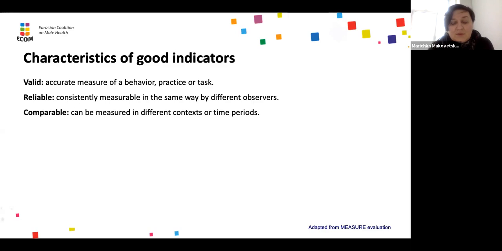Then comparable. Your indicator should be comparable, measurable in different contexts or different periods. Non-directional.